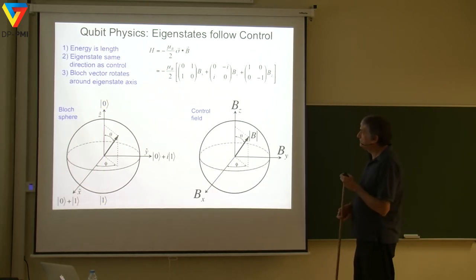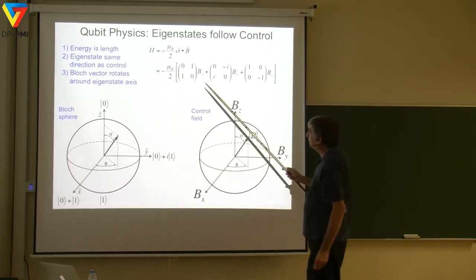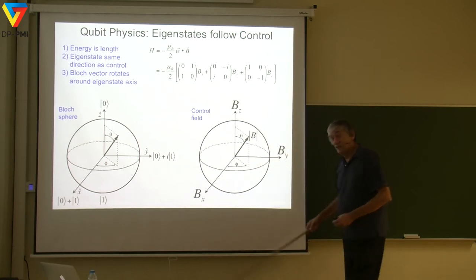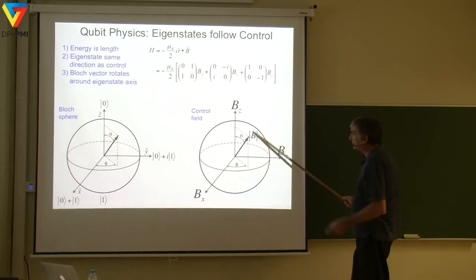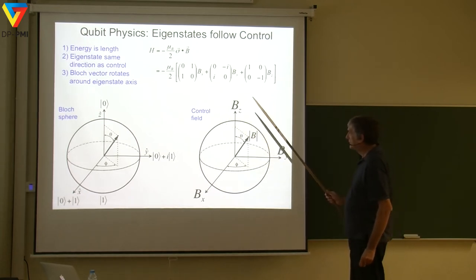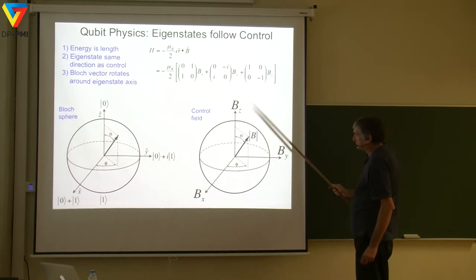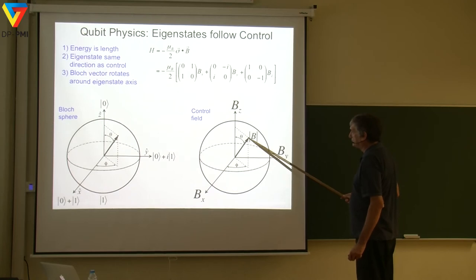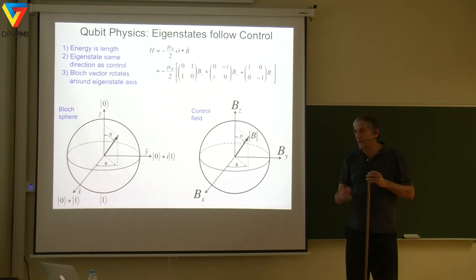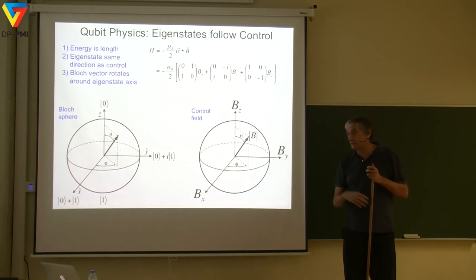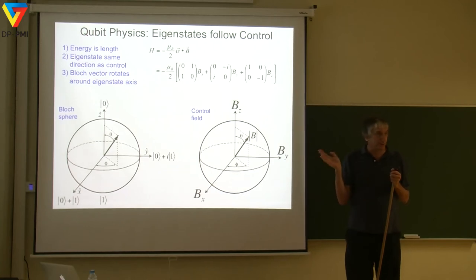And I just want to say, what happens with the system if you have an arbitrary Bx and By and Bz, not just the B in the z direction? So I'm going to write another sphere here, which is the control field sphere. So there's a component of Bx in this direction, and By in this direction, Bz, and the total B field is the length here. And it turns out, and this is great if you ever hit an exam question on how a quantum two-level state works, this is how you remember what the answer is.